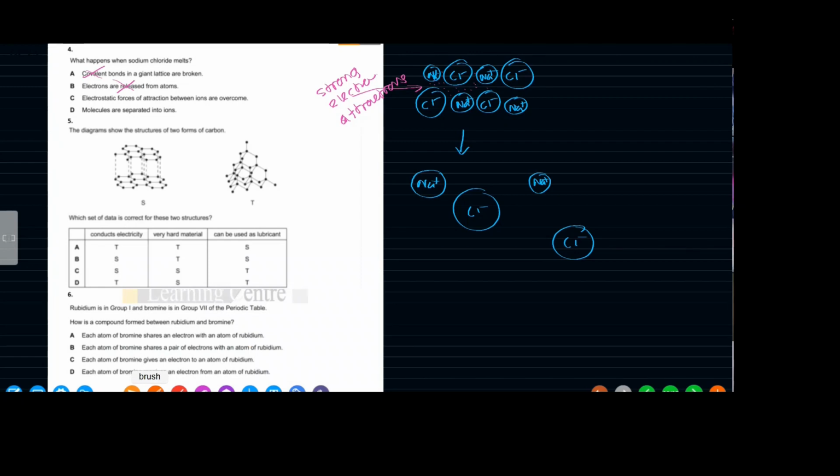Okay, so we'll focus on this. So then this is all right, and then molecules are separated into ions. Wrong, no molecules in ionic compounds. No molecules. No molecules in ionic compounds. Therefore, the answer is C.